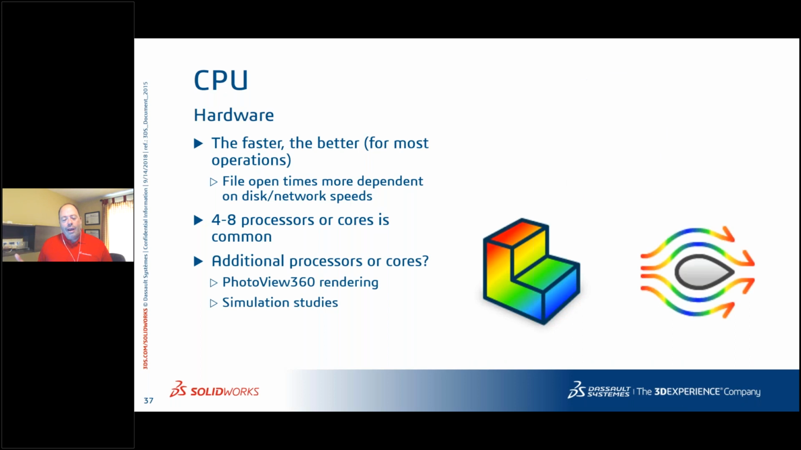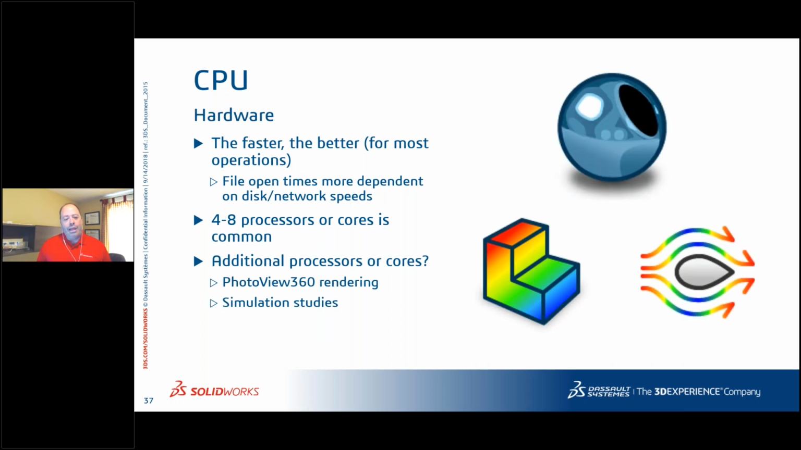Do you need more? You might need more, but in extreme cases, in my opinion. If you're doing PhotoView, a lot of rendering, it might be worth it. If you're using simulation, again, the simulation tool can be resource intensive, both CPU and RAM. So if you're doing a lot of simulation, it might make sense to add additional CPUs and pay extra money to get a slightly faster CPU. But for most cases, a good CPU is going to be just fine.